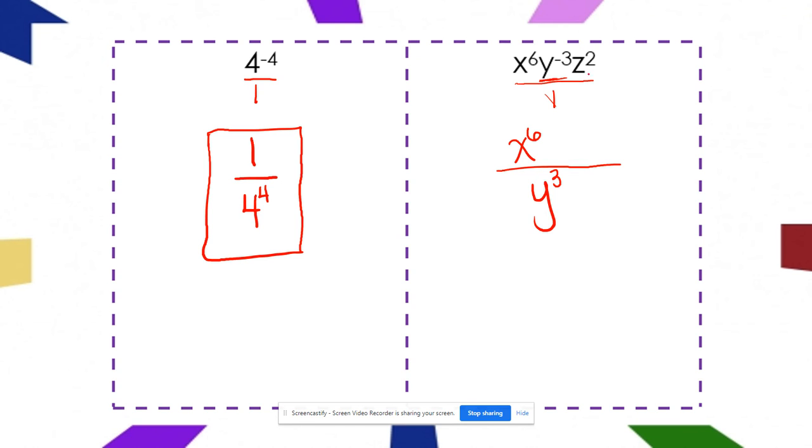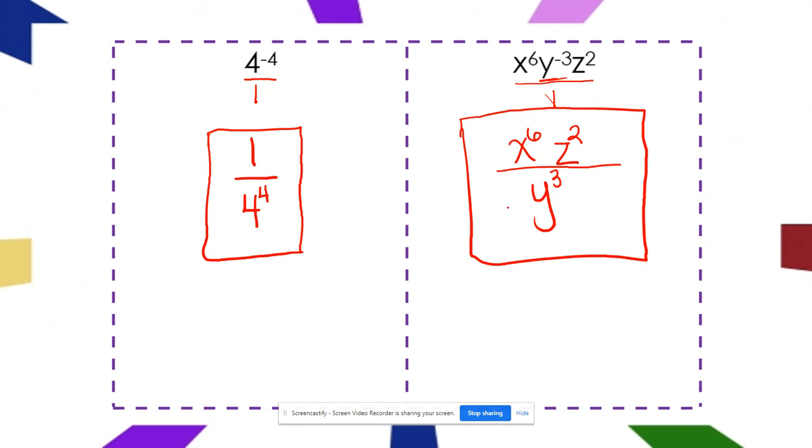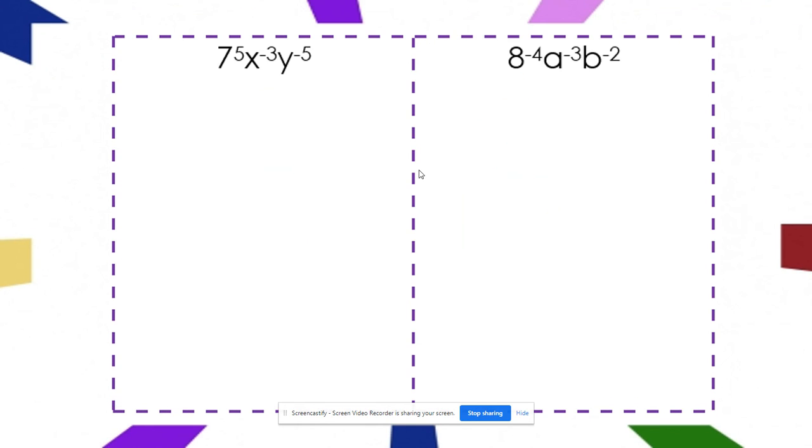Now z has a positive exponent of 2. So again, because it's positive, I'm not going to move it. It's going to stay in the numerator where it was. So now my expression is x to the sixth, z to the second, over y to the third. So whenever I have a negative exponent, I take the base that has the negative exponent and I flip it. If a number has a positive exponent and another number has a negative exponent, I only flip the one with the negative exponent.